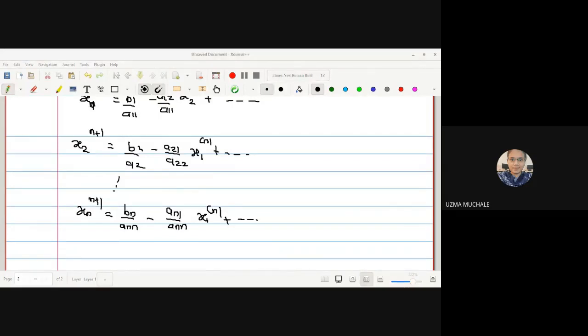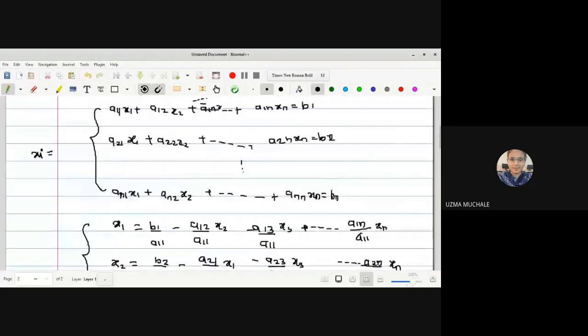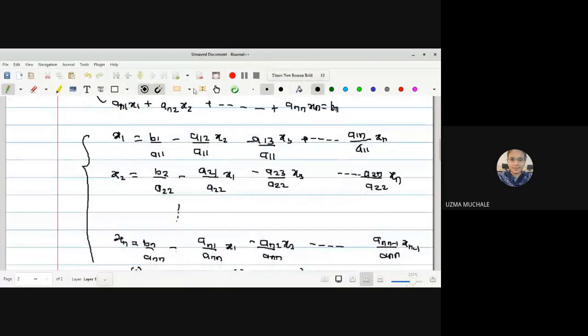Okay. Are you getting what the procedure is? First, we have to divide by the coefficient of x1. For the second equation, divide by the coefficient of x2. And for the third equation, divide by the coefficient of x3, and so on. And whatever values you get, what do you have to do for the first procedure? First, we equate all of x2, x3 and the rest to 0. Simply, we will get the value of x1 as b1 upon a11.